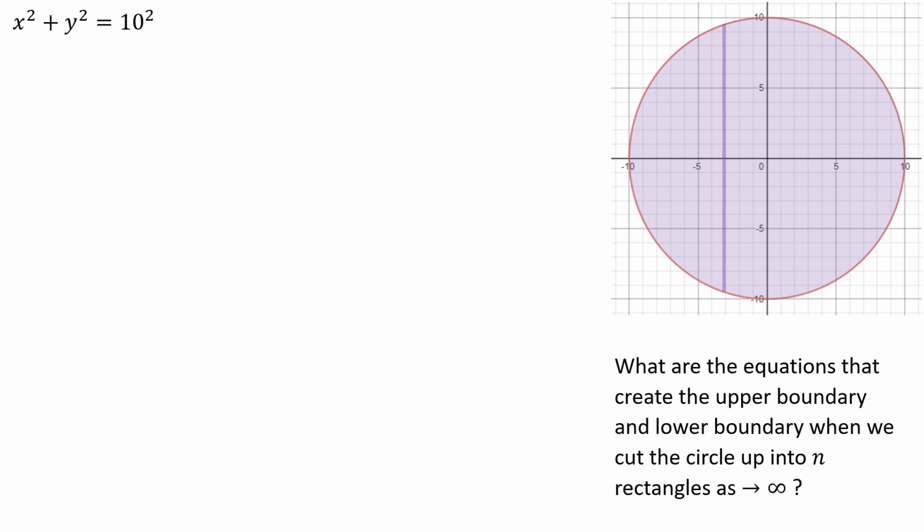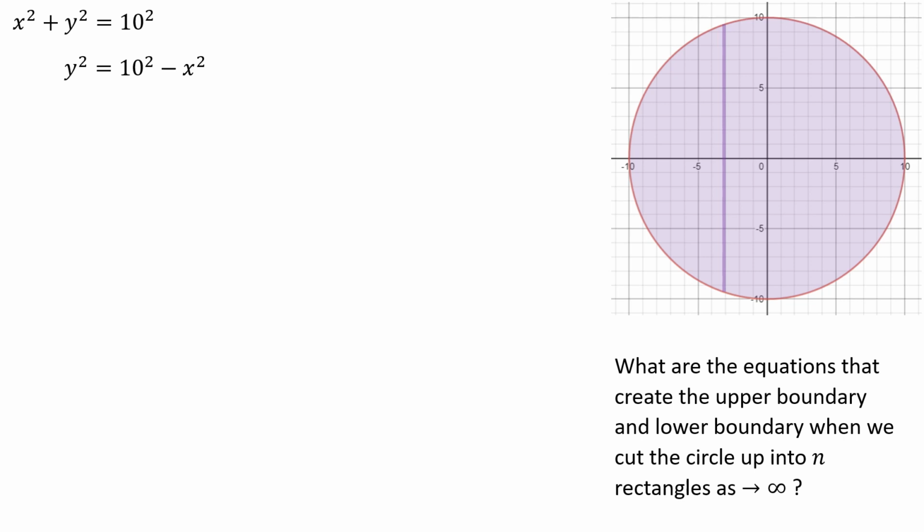Okay, now remember, when we are finding area, we're cutting the region up into a bunch of rectangles. And of course, the rectangles don't fit in there perfectly, but the skinnier and skinnier we make those rectangles, the better and better they fit. And so if we cut it up into n rectangles as n approaches infinity, the thickness is always dx, but what is the height of that rectangle? Well, it's the upper curve subtract the lower curve.